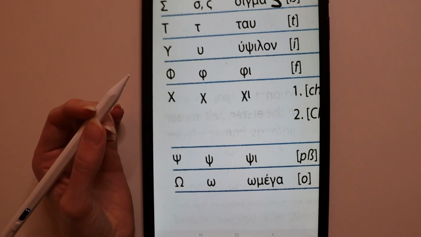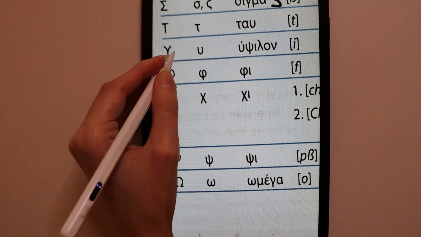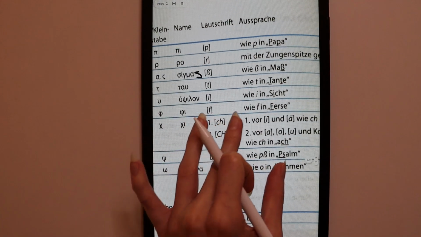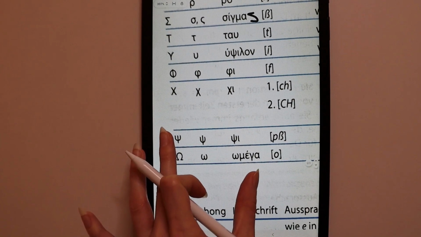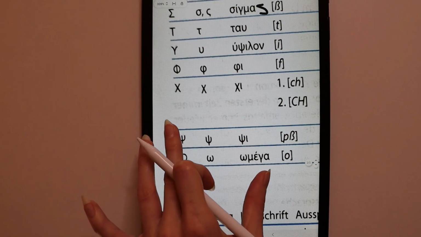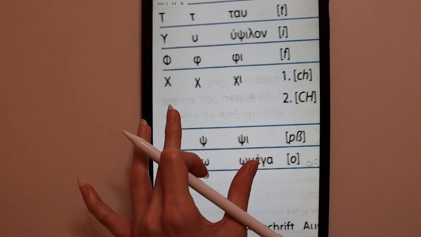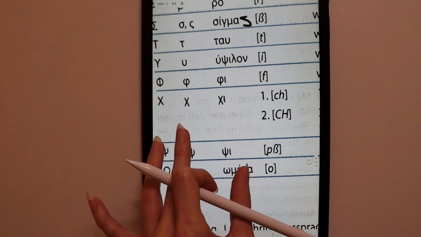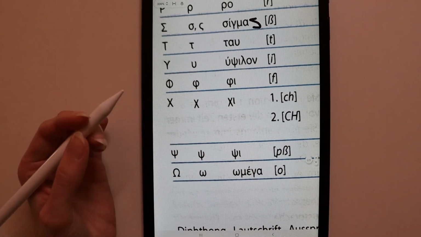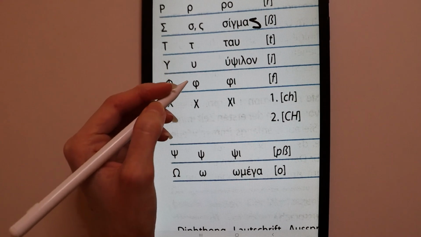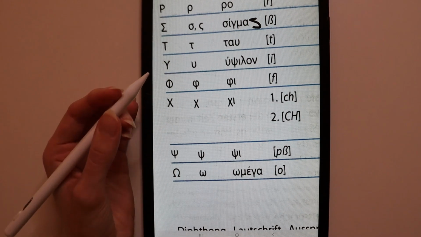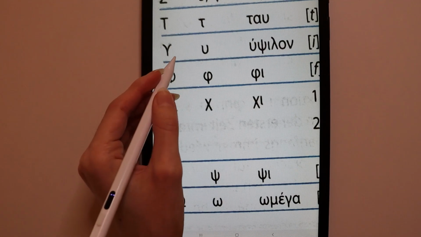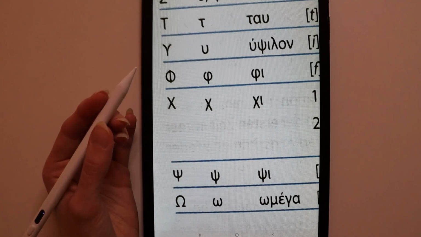Ypsilon, and it's another I sound, another E sound. And please don't ask me what the difference is. I think it's maybe a higher pitched E sound, a higher pitched I sound, as compared to Ita and Iota. Iota is more like Y, and Ita is a bit shorter, and this is, I would say, a higher I sound. So Ypsilon, and it looks just like the Y in English.